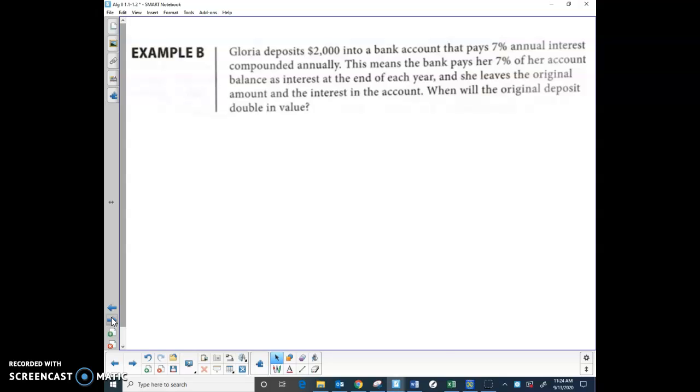An example of growth. Gloria deposits $2,000 into a bank account and it pays 7% annual interest compounded annually. What that means is she's getting 7% interest on her $2,000, and then the next year she's getting 7% on her $2,000 plus the interest she gained that first year. If she keeps leaving the original amount and the interest in the account, we want to know when that deposit is going to double.